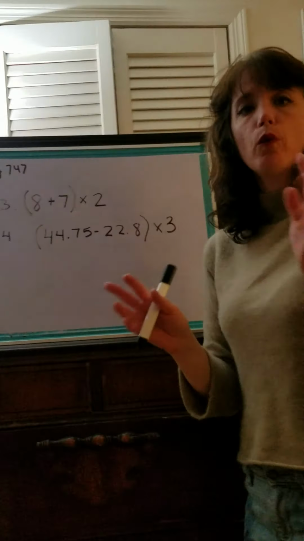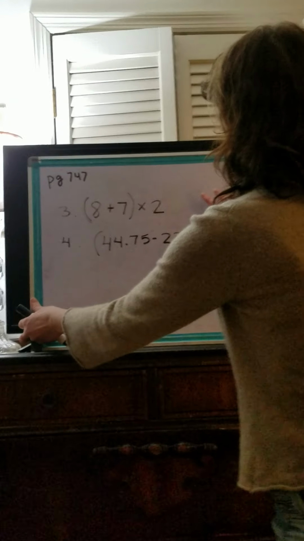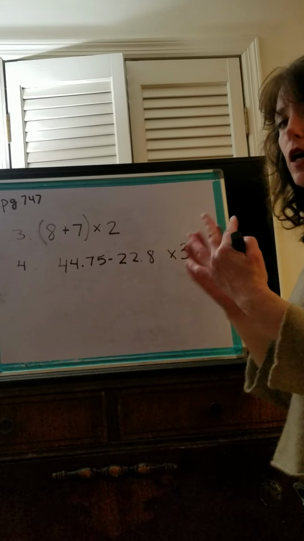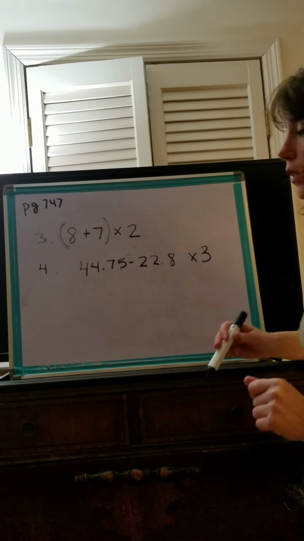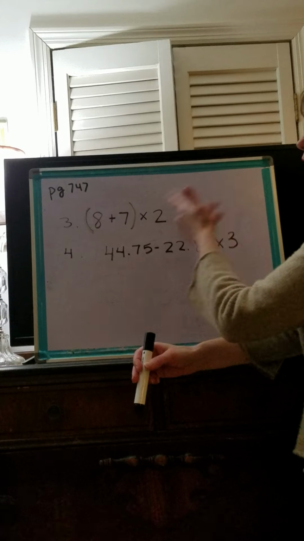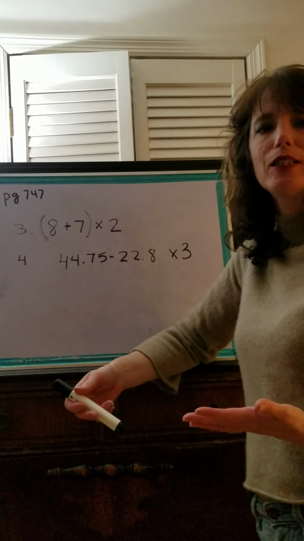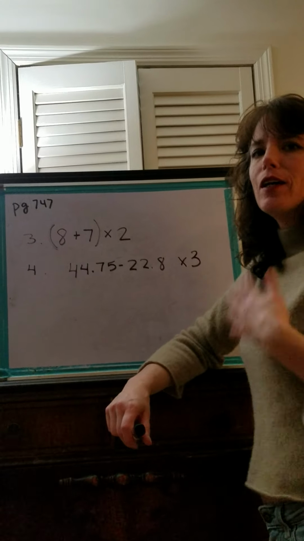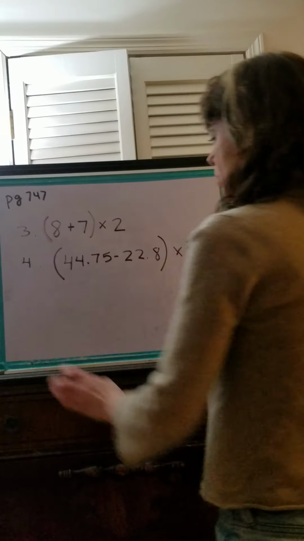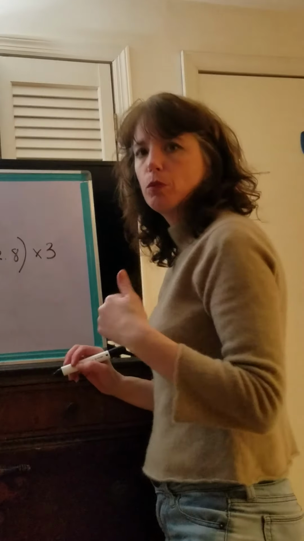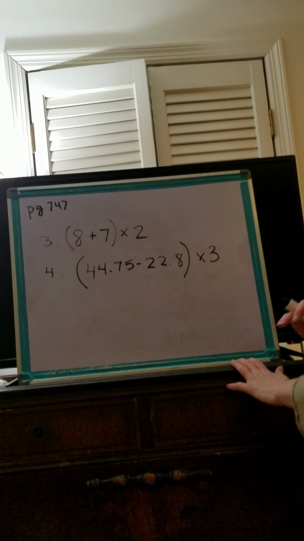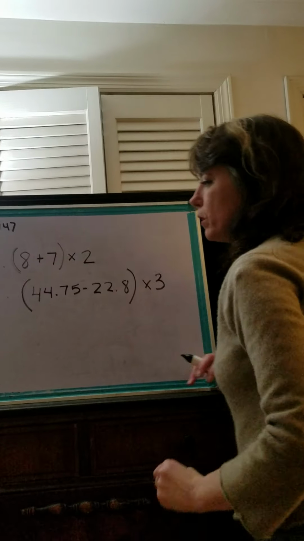Now, this is where order of operations is important. Imagine if I had not put in the parentheses. I would not have known that I needed to group this together first. And I would have wound up doing 22.8 times 3, which of course is going to be even larger than 44, and you wouldn't be able to subtract. So whenever you can't subtract, then you know you've made a mistake. We need to group this difference first, and that's why it's essential to put in those parentheses. Because order of operations would say that multiplication needs to happen first if you don't have parentheses.